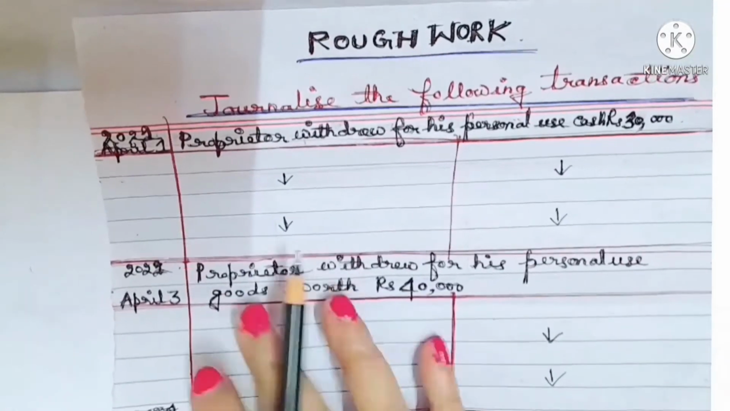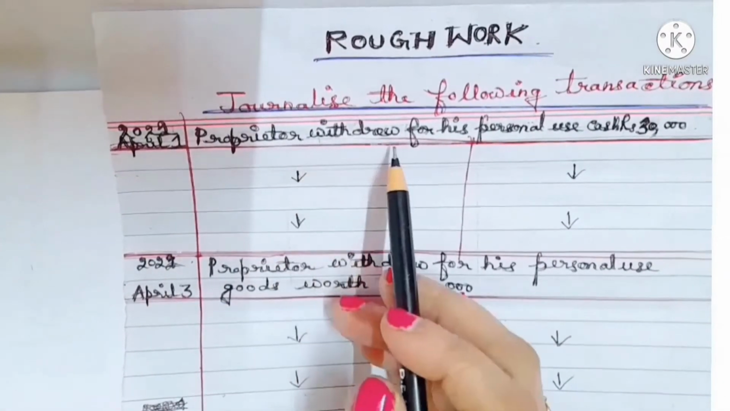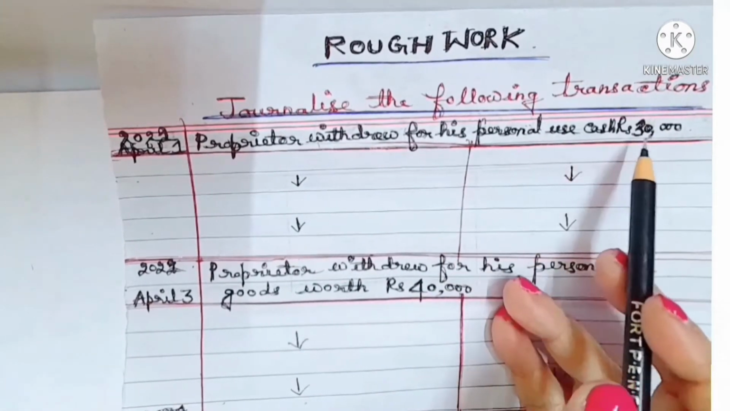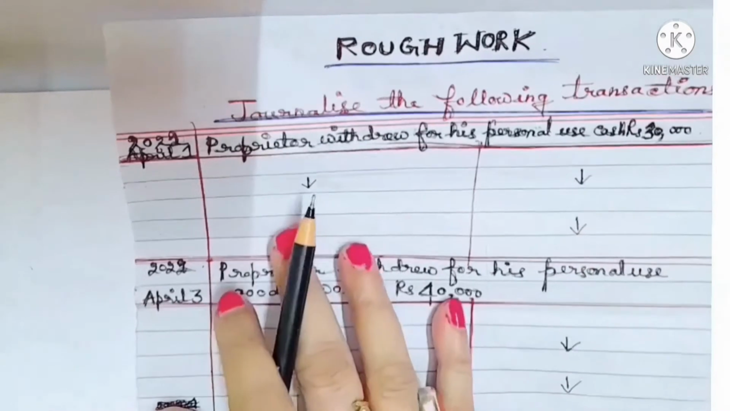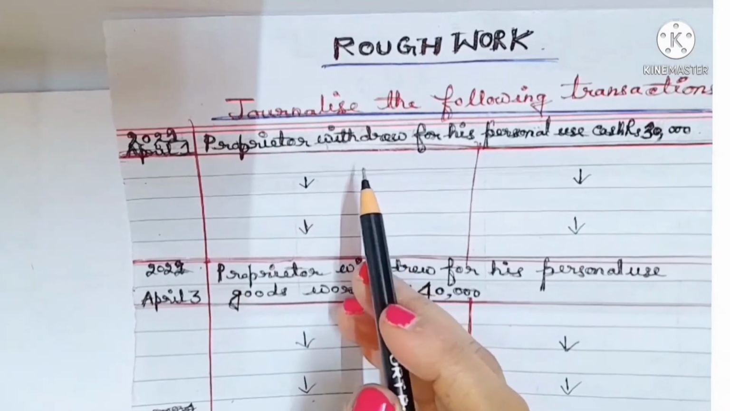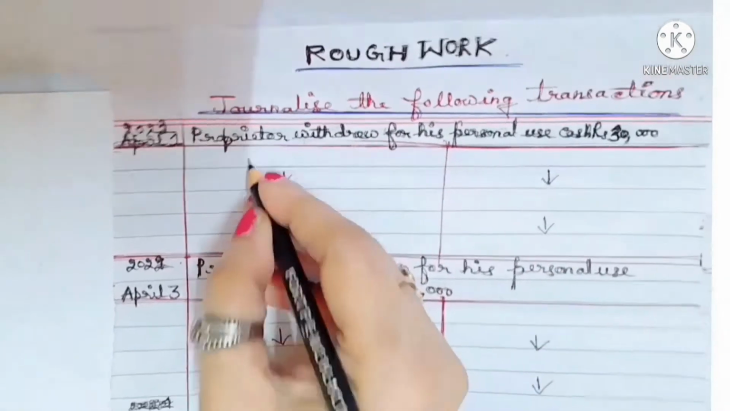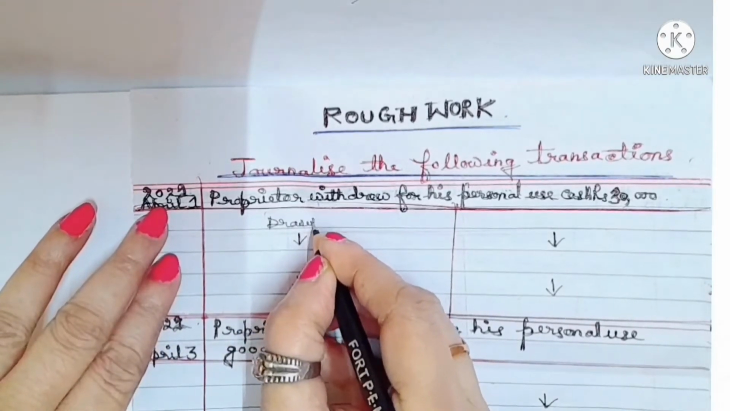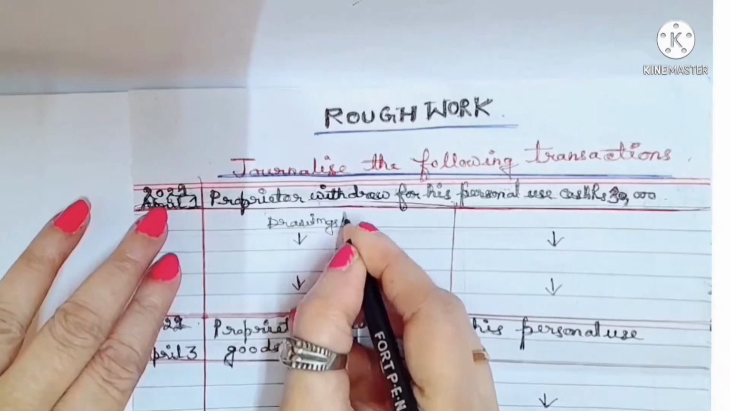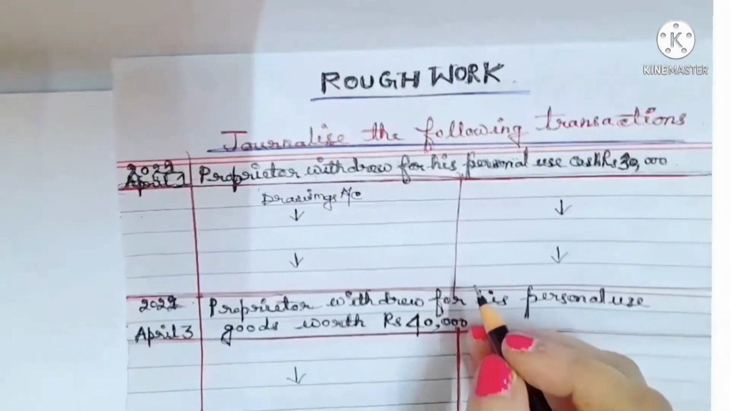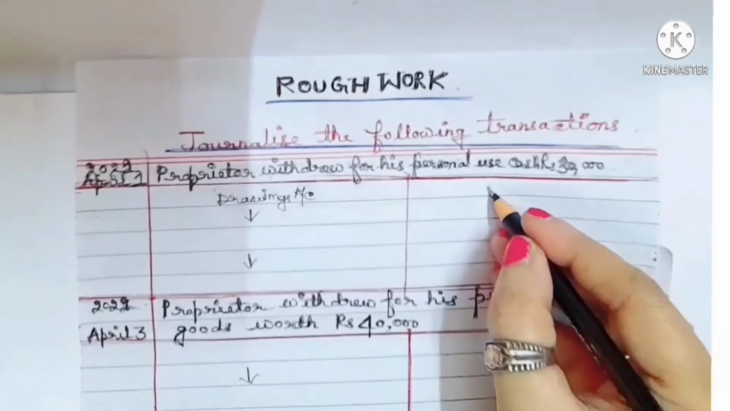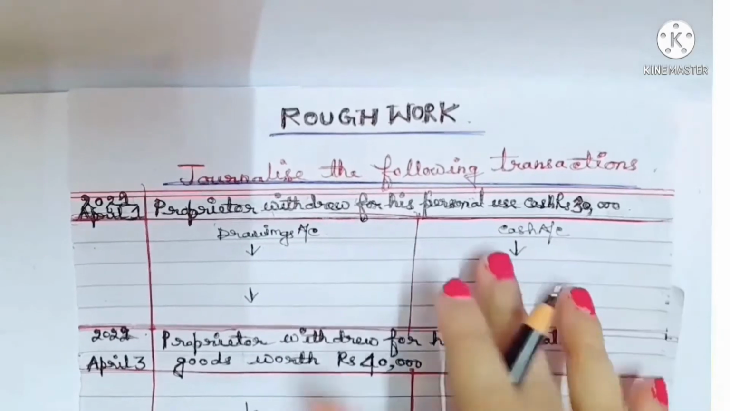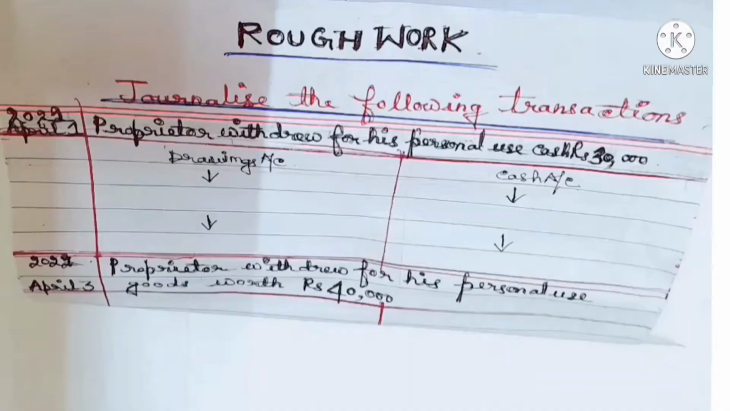The first transaction is on 1st April, the proprietor withdrew for his personal use cash rupees 30,000. So first we have to identify what are the two accounts. The first one is drawings account, and the second one is cash account.